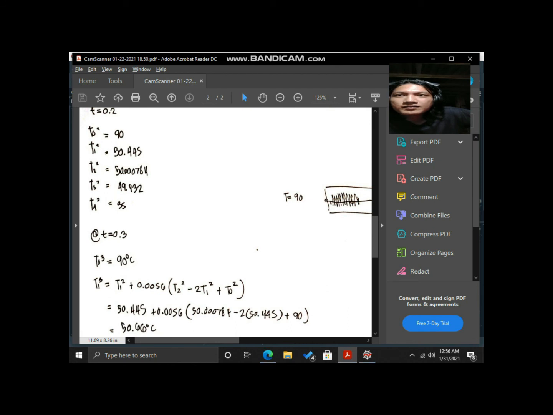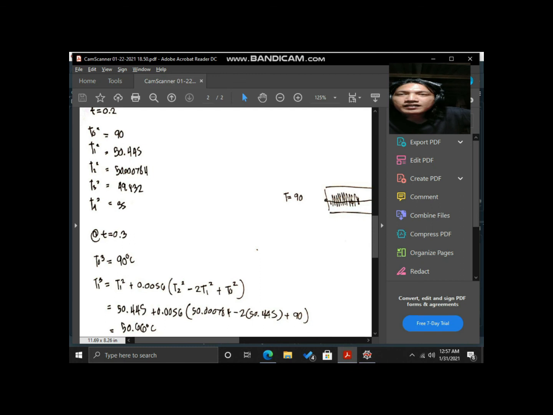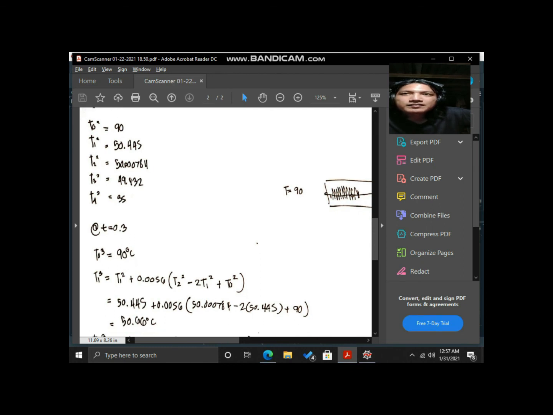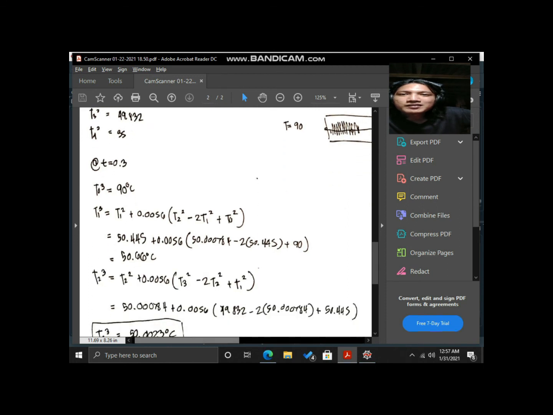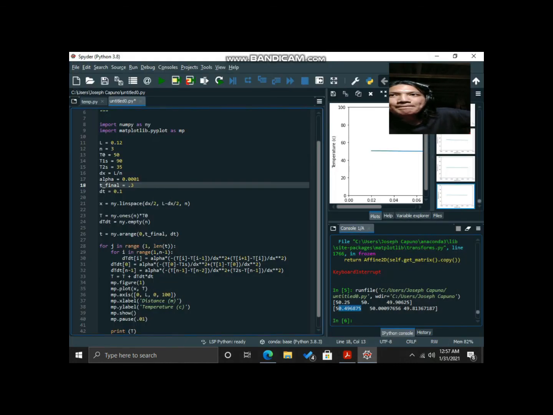Pero titingnan natin tong node 3, 49.832. Halos magkalapit lang din sila dito, di ba? 49.81. Tapos sa node 1, itong 50.49, 68.75, halos magkalapit lang din sila. So ibig sabihin tama to. Ibig sabihin tama tayo. Ayos. So yun lang naman.